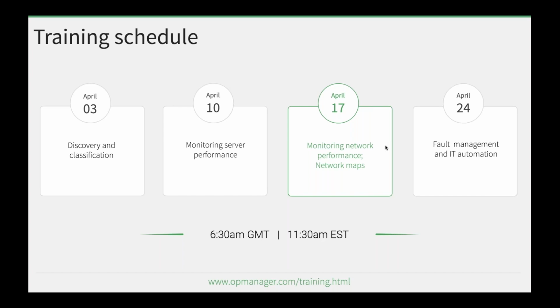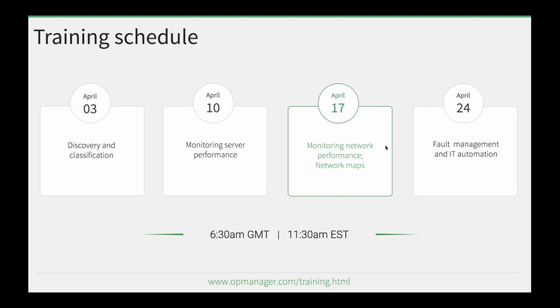And in today's topic, we're going to discuss monitoring network performance. So we're going to talk about network devices, WAN links, VoIP links, and also we are going to discuss the network maps, where you can logically group the devices and monitor the devices based on the group.